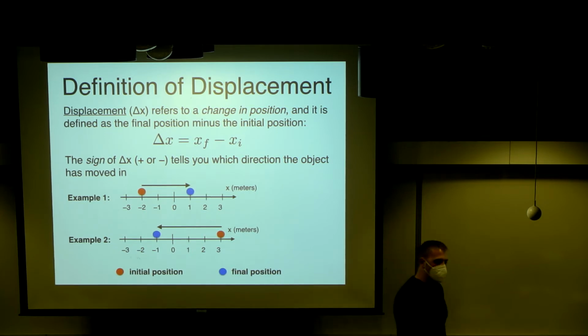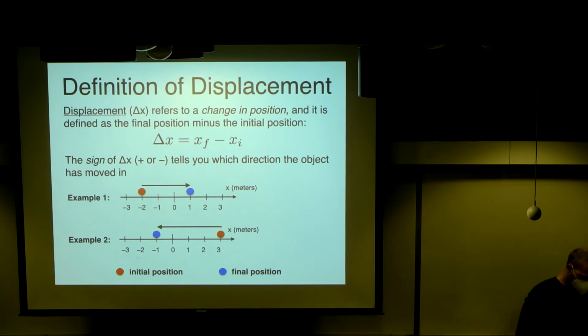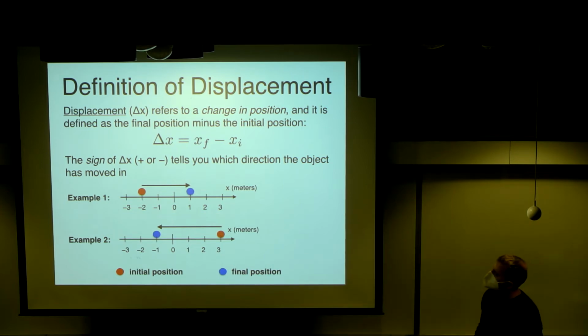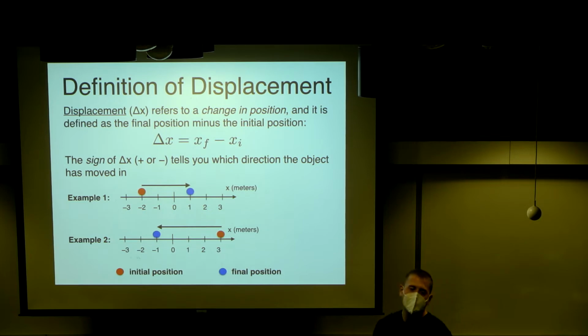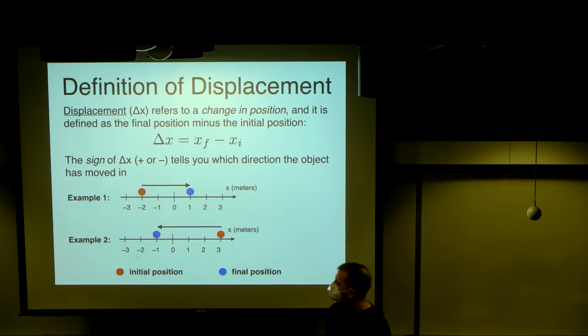So let's define something called displacement in that case. Displacement is what we call a change in position. So you move from one position to another. The amount of change in your position is what we call the displacement. It's given by delta x. So this is really important. This is going to come up all the time in physics. Are we all familiar with this sort of delta notation?